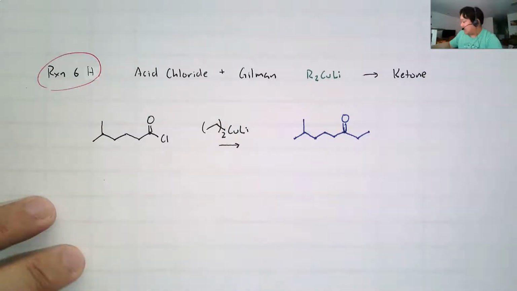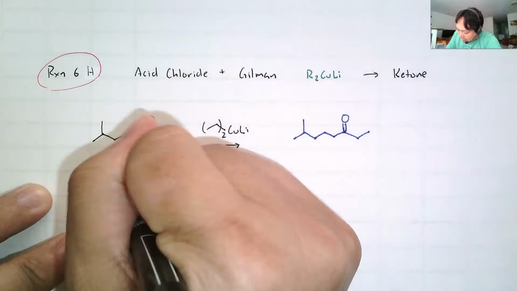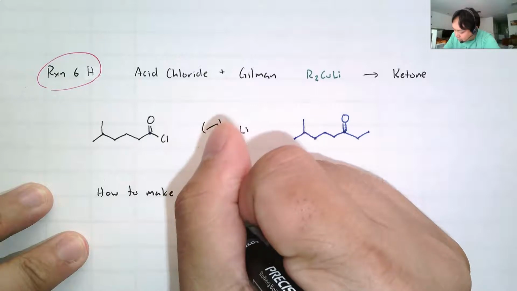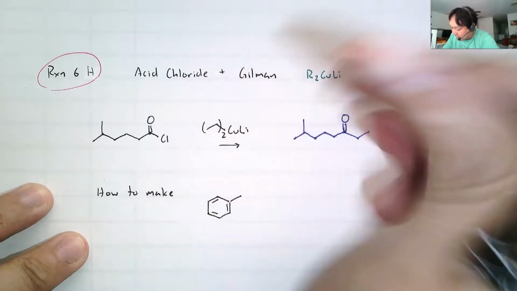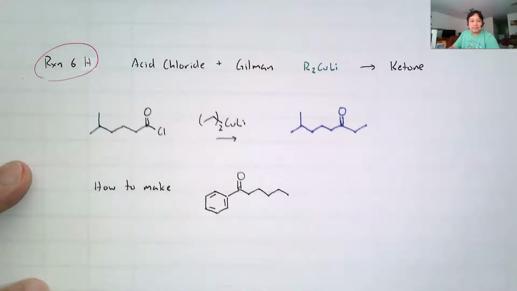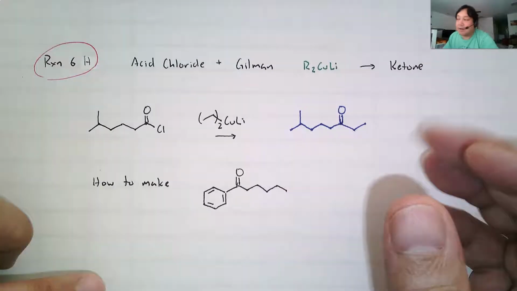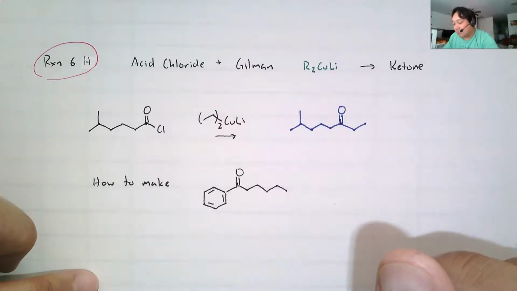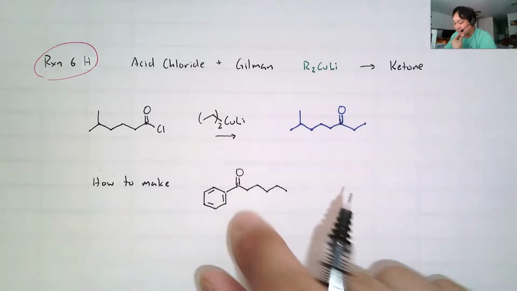I could ask you maybe how to make this ketone. There are many ways to make this ketone, right? You could take an alcohol and oxidize it to the ketone. You could do a Grignard reaction to get the alcohol, then oxidize it. There's actually not a lot of ways to make this ketone.